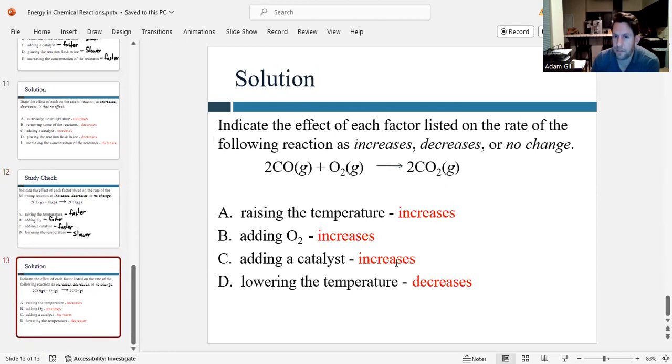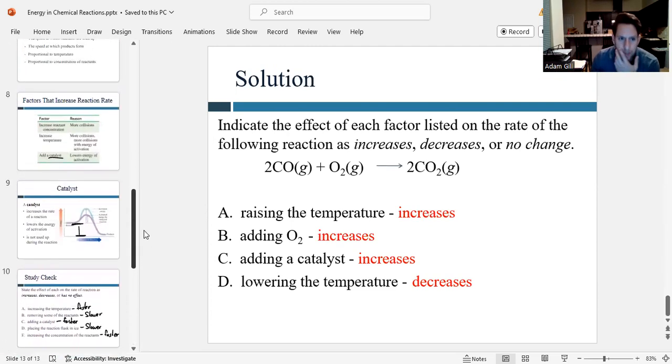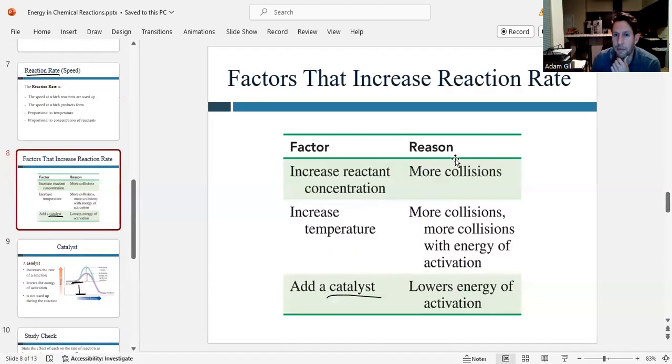Increase, increase, increase, decrease. Okay, so that's it for this lecture video. Just remember the 3 ways to speed up a reaction: increase concentration, increase temperature, or add a catalyst. 3 ways to speed up a chemical reaction.